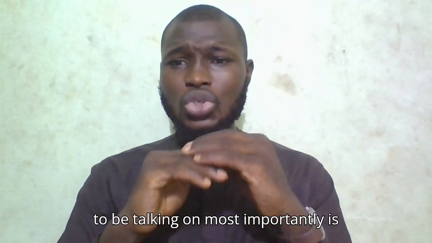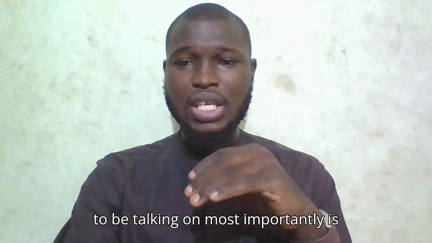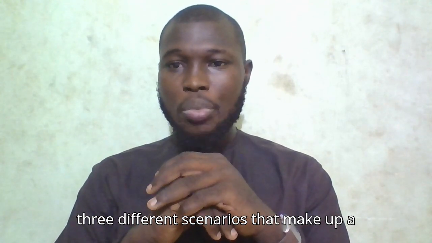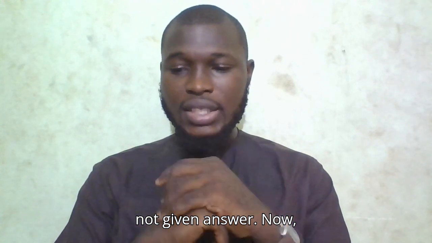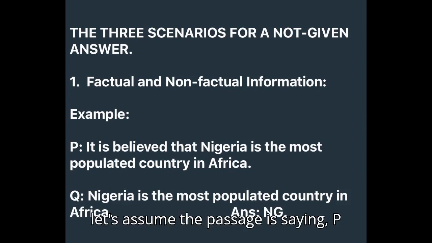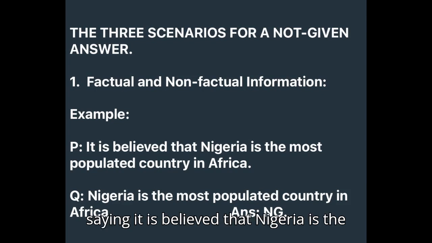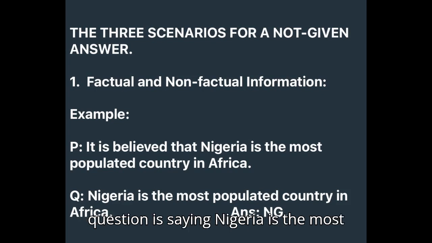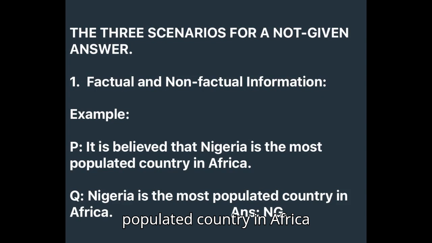Now, what I'm going to be talking on most importantly is the not given question. There are three different scenarios that make up a not given answer. Now, the first scenario is factual and non-factual information. Example, let's assume P stands for passage and Q stands for question. Let's assume the passage is saying it is believed that Nigeria is the most populated country in Africa. And the question is saying Nigeria is the most populated country in Africa.